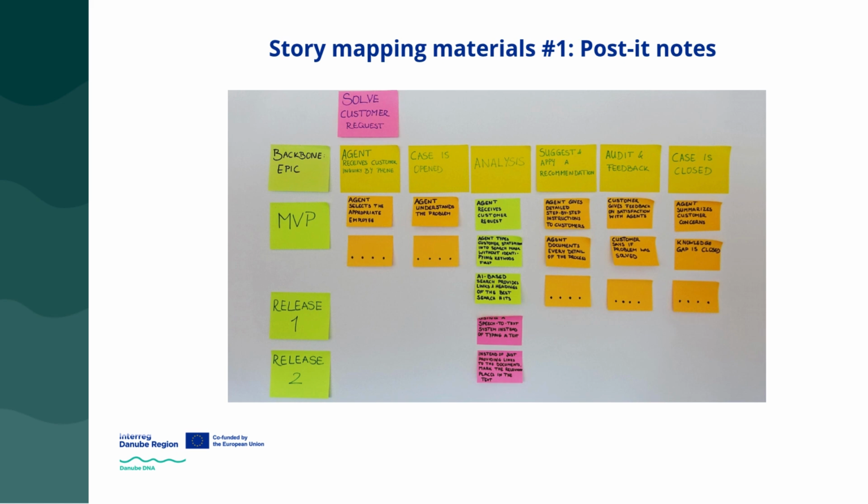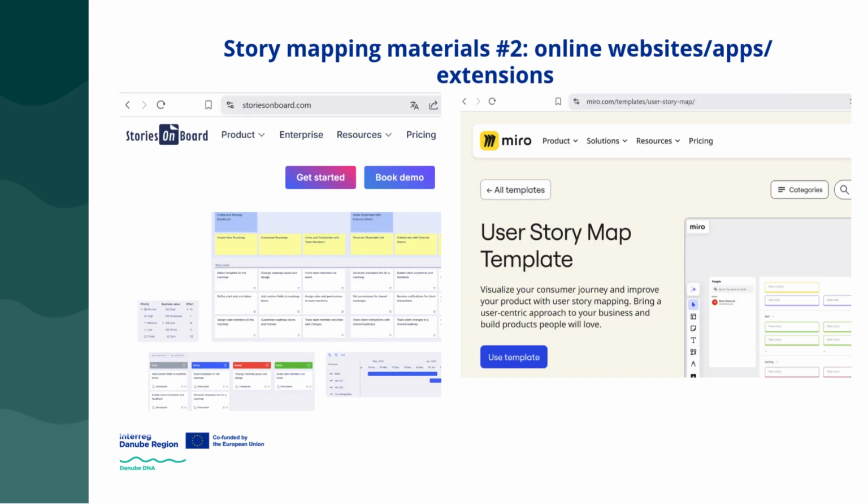For this reason, very effective online tools are available to support user story mapping. One such tool is Stories Onboard, which provides strong support for user story mapping. Another widely used tool is Miro, which is free up to a certain size and allows various additional elements to be integrated into the planning process. These tools are collaborative, allowing multiple people to use them simultaneously, making them particularly well-suited for distributed teams working remotely.